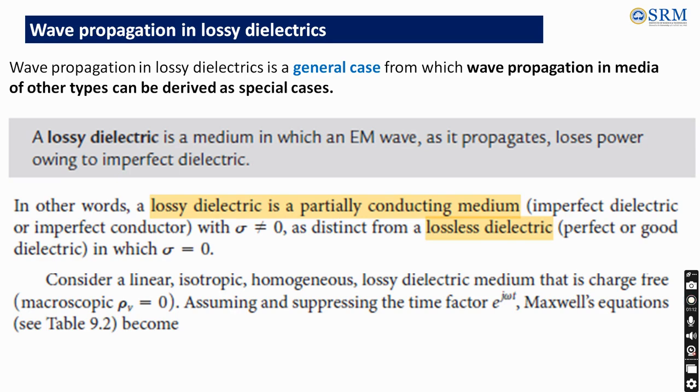We are going to consider a medium where it's a linear, isotropic, homogeneous, and lossy dielectric medium. What is the meaning of a linear medium? For the variations in input, the output changes linearly, right? Isotropic medium is the one where permittivity and permeability are the same in all the directions. Homogeneous medium means the density of the medium or the refractive index, everything will be the same at every point. Okay, and lossy dielectric medium means it's a partially conducting medium.